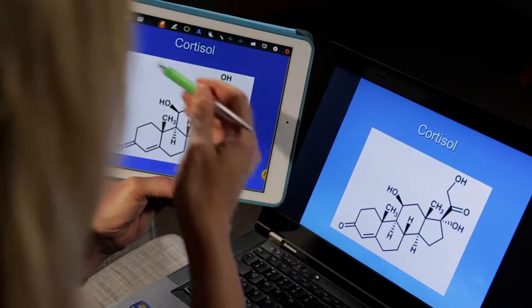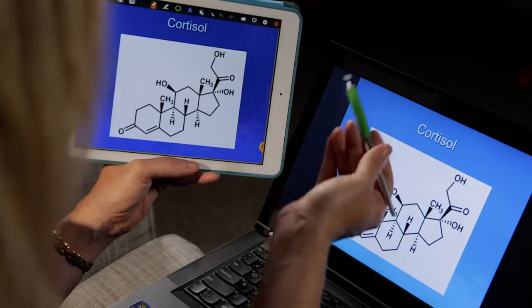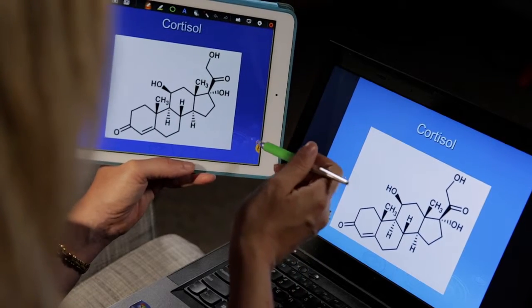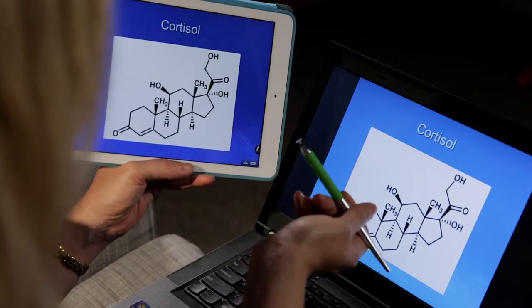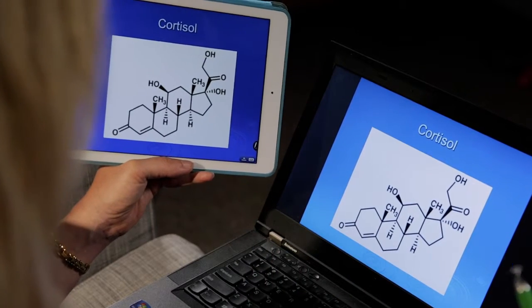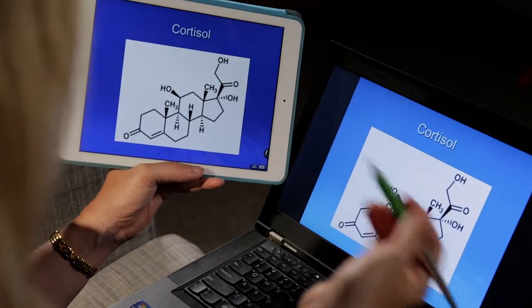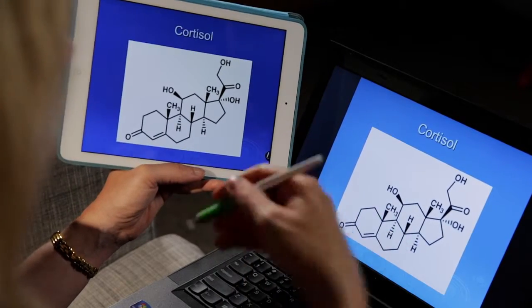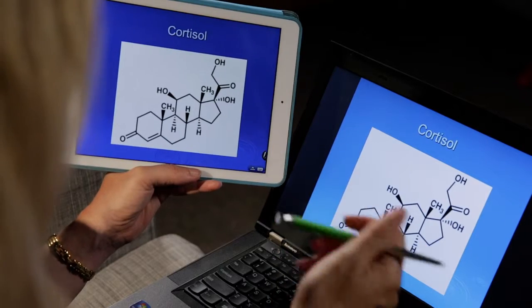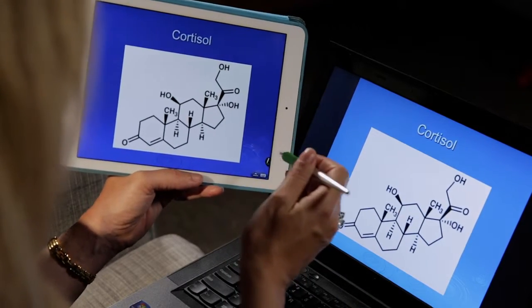So you can see that the control panel is very easily accessible. It's right on the top, and in order to make it appear, I just click on this pen and I make it disappear by doing that. So it's really straightforward, really easy to use. And like I said, it allows me to walk around and be untethered in the classroom and allows me to interact with the students.